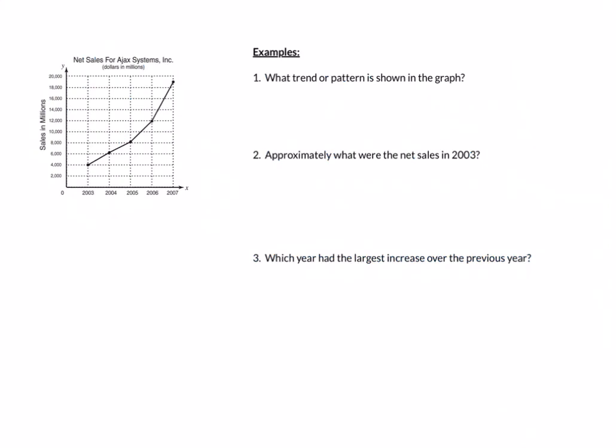Okay, let's go ahead and see what we can do here. Number one, we have what trend or pattern is shown in the graph. So what happens as we move from left to right along this graph? We have that it is increasing. It is going up from left to right.